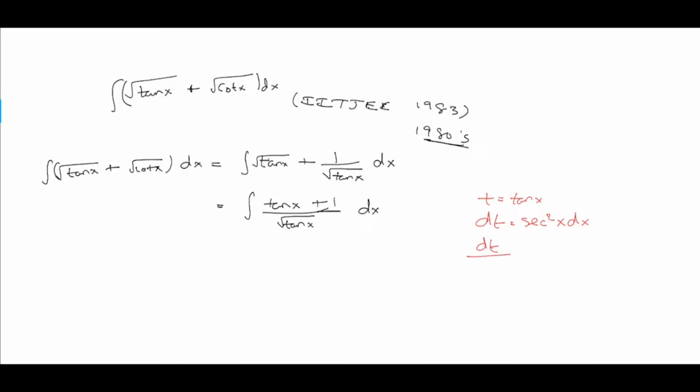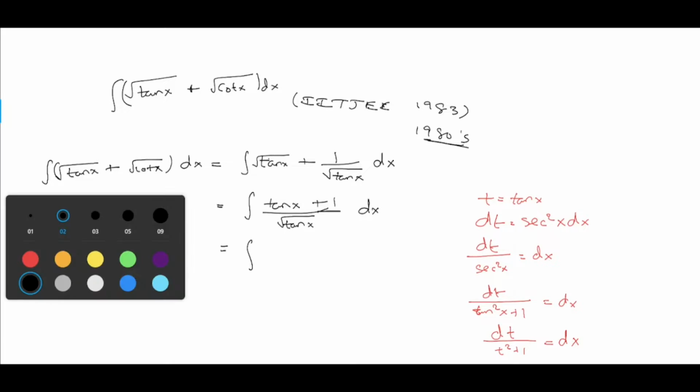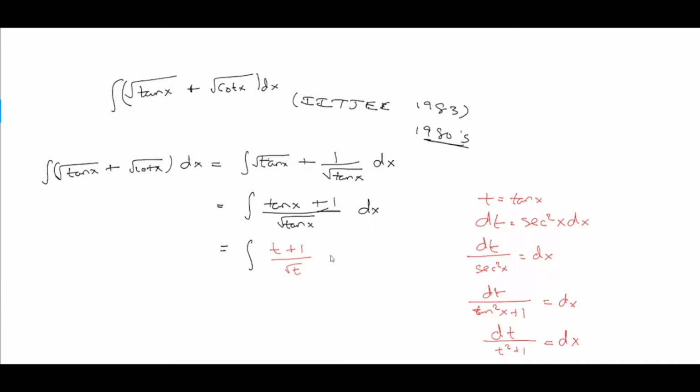So dt by secant square x is equal to dx, and secant square x can be written as tan square x plus 1. And tan x is nothing but t, so dx equals dt by t square plus 1. Pretty cool. Let's substitute it back in our original integral: t plus 1 by square root of t multiplied by dx. And dx is nothing but dt by t square plus 1.